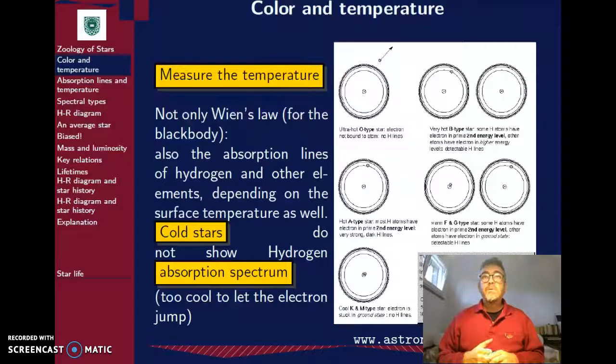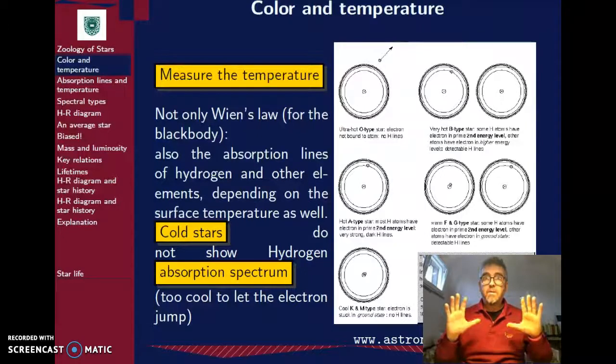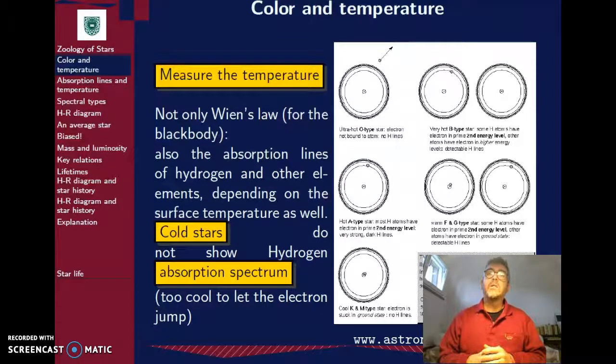And some of these ways include our capability to look at the spectra of stars. For example, cold stars do not show hydrogen absorption spectra, meaning that the temperature is not high enough to ionize the hydrogen around the star. And so this is a further information about the stars.